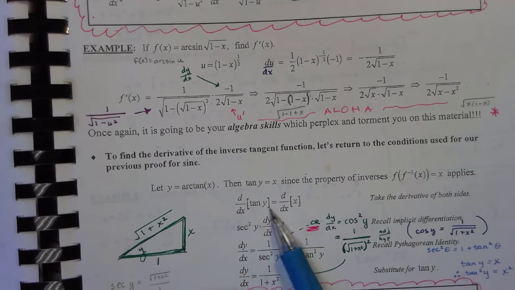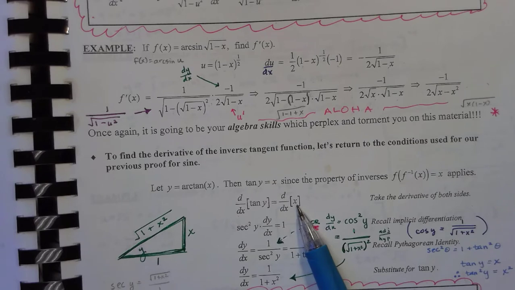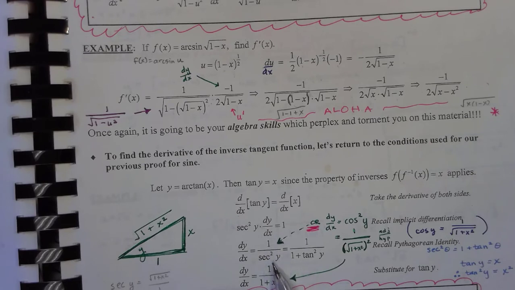So the derivative of this side, remember, derivative of tangent is secant squared of y times dy dx. Derivative of this side of the equation is 1. Solving for dy dx gives us this. So I have 1 over secant squared of y.